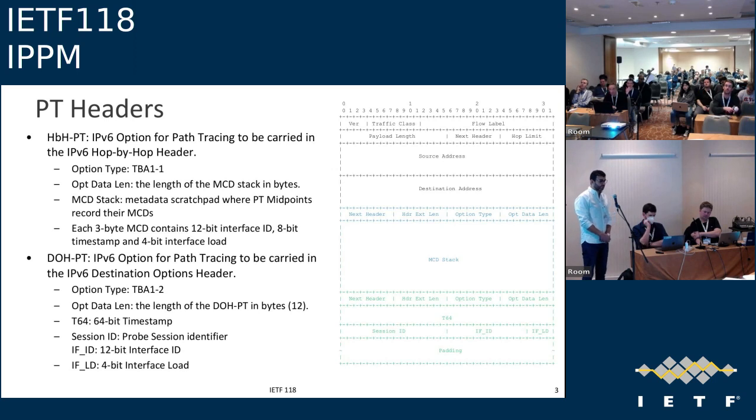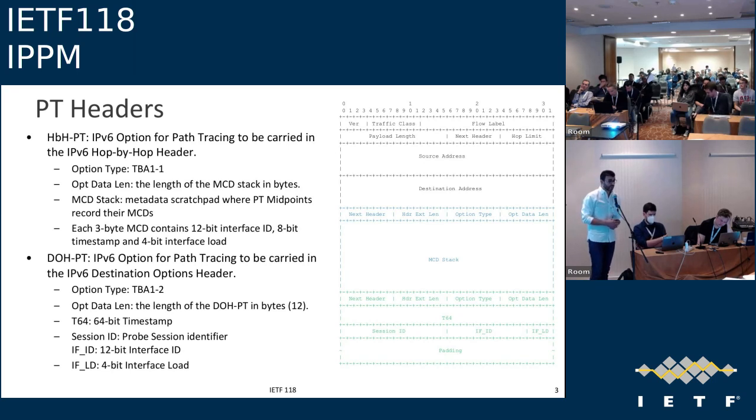Then when it comes to the packet header, here is an example of a path tracing packet. In path tracing, we differentiate between 3 different types of node. The first is called the PT source node, the second is called the PT midpoint, and the third is called the PT sink. Here, what you see is a packet generated by the PT source node, and it includes an IPv6 header, then a hop-by-hop header, and then a destination option header. The IPv6 header will be used for transporting the packet from the source to the sink.